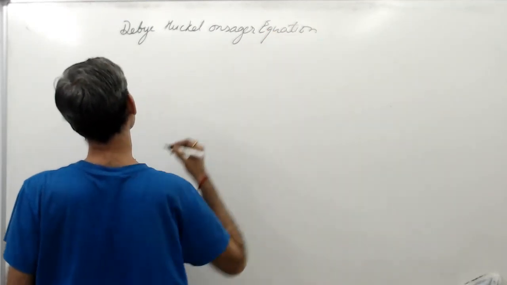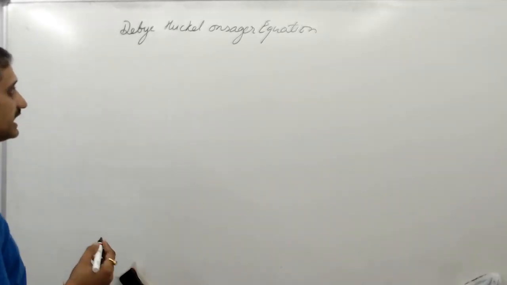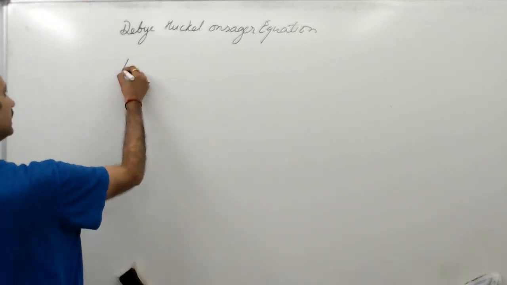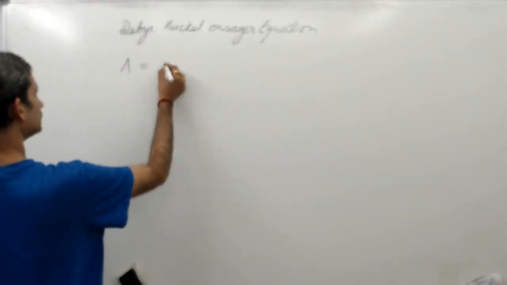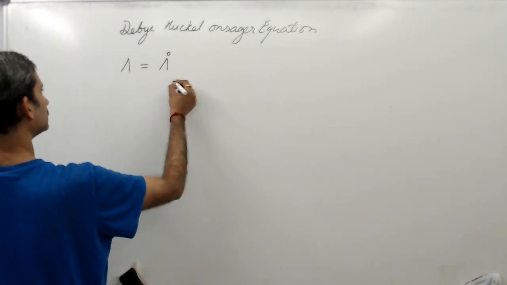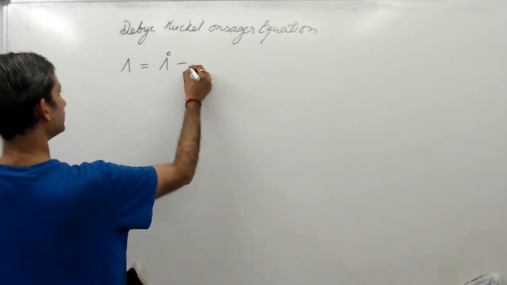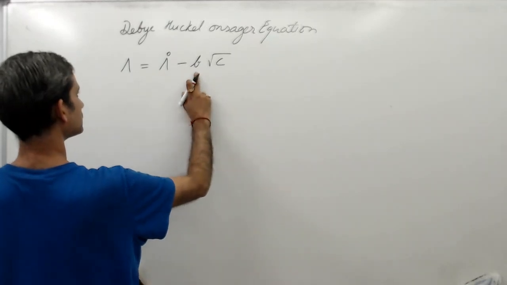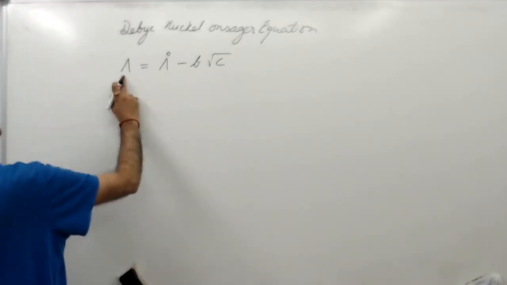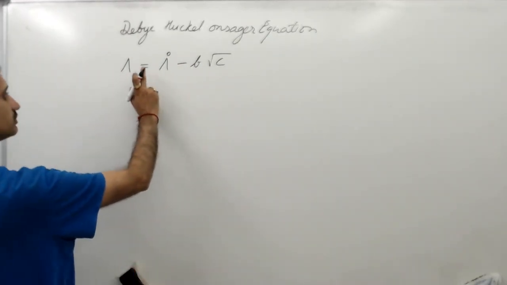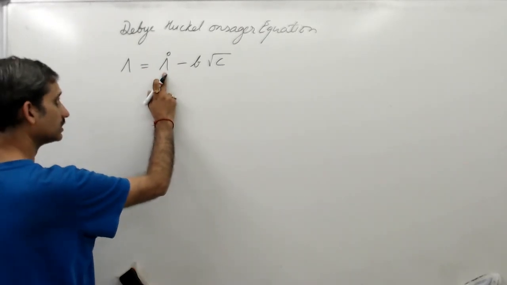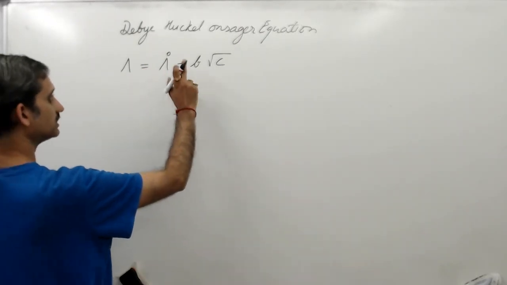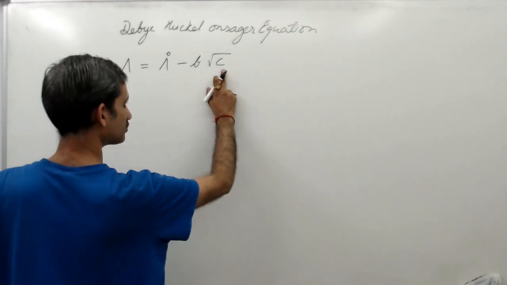Now this equation is more appropriately termed as ABC. Here we have lambda is equal to lambda naught minus B under root C. This is A, this is B, this is C. This lambda is the molar conductance at a given concentration. This is the molar conductance at infinite dilution. This is a constant and this is concentration.